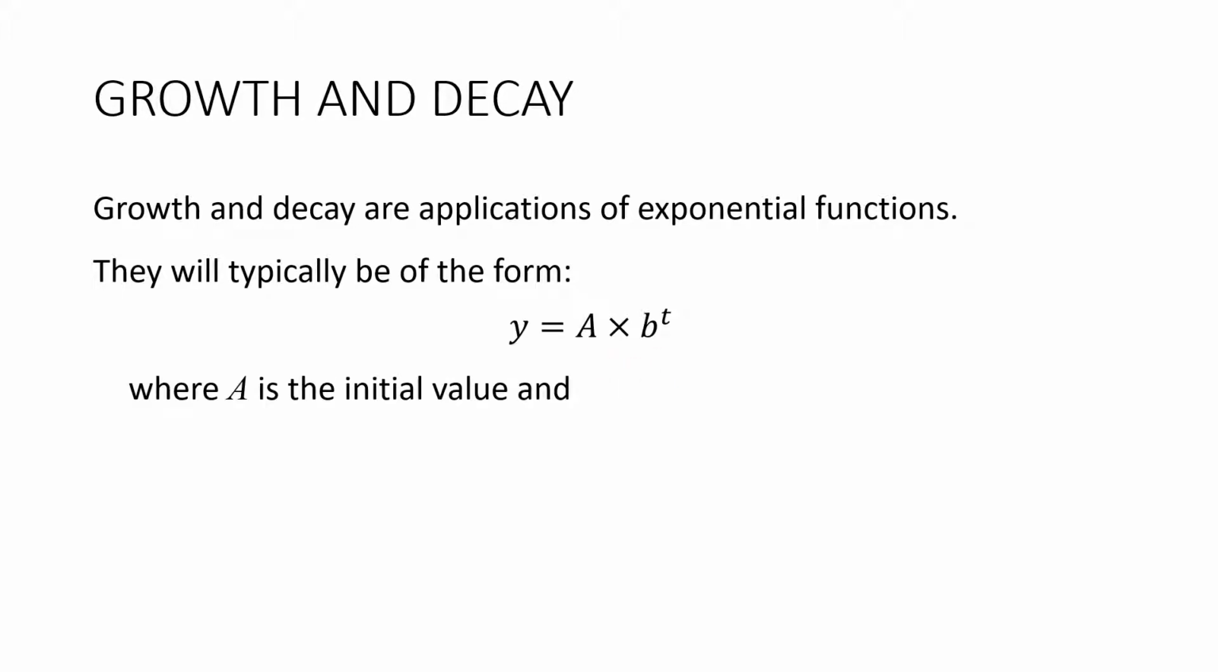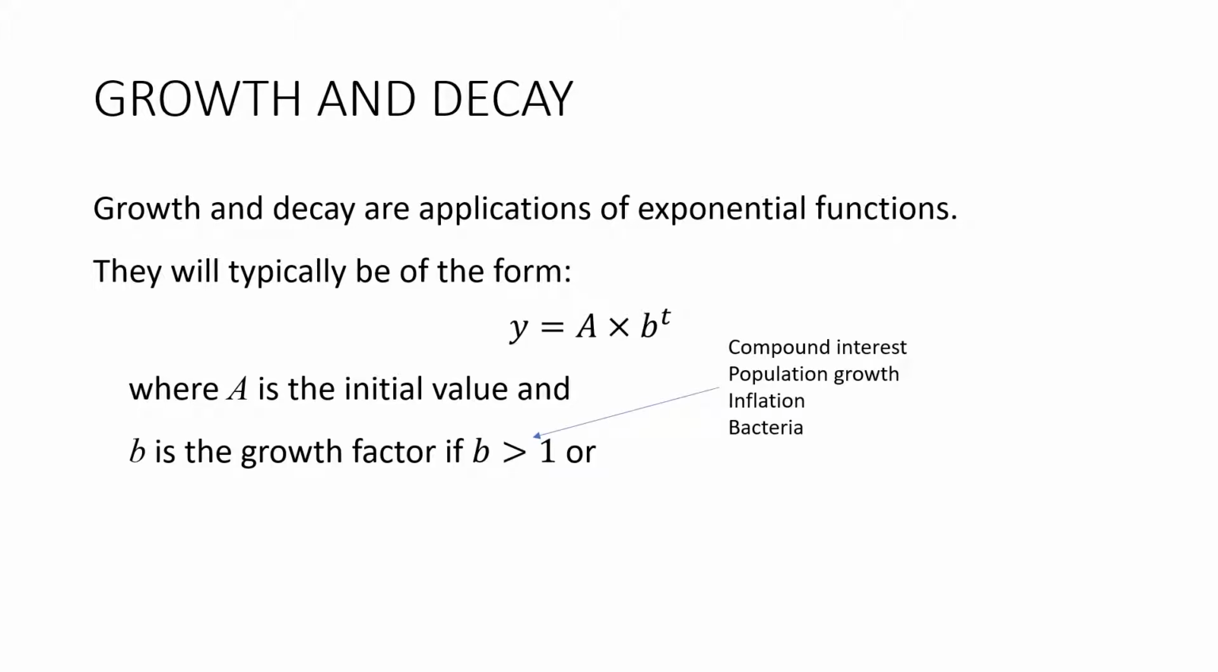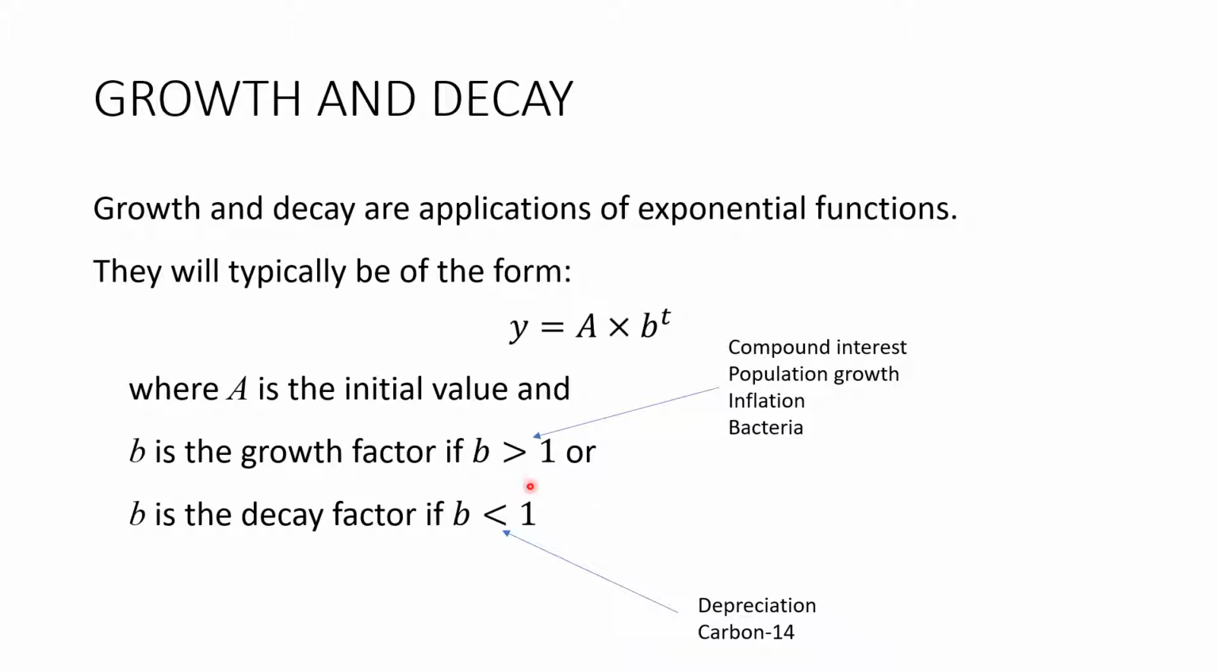Now a is the initial value, that's when time is 0, and b is either the growth factor, in the case where b is greater than 1, or the decay factor, when b is less than 1. So if it's greater than 1, we're talking about compound interest or population growth or inflation or bacteria. If it's less than 1, typical applications are depreciation or carbon-14 dating.